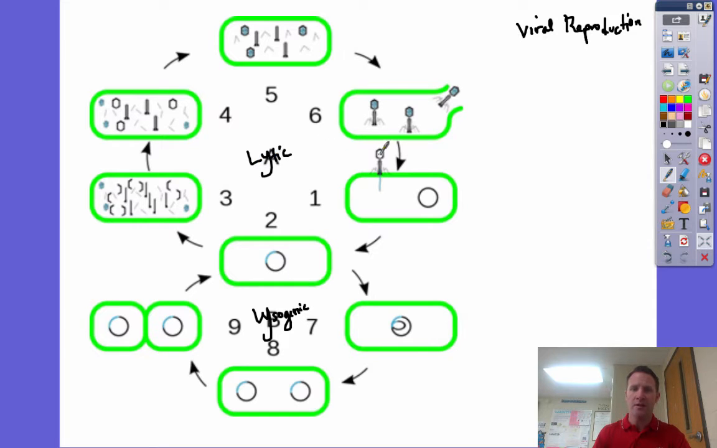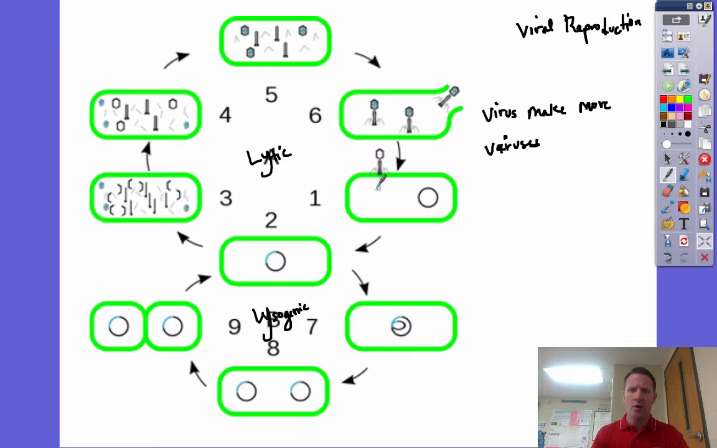So the lytic cycle is where basically viruses are going to make more viruses. Okay. Now they don't actually make them. They make other cells. Remember, they trick other cells into making them. In this case, it's probably an E. coli here. But basically, it's viruses making more viruses.